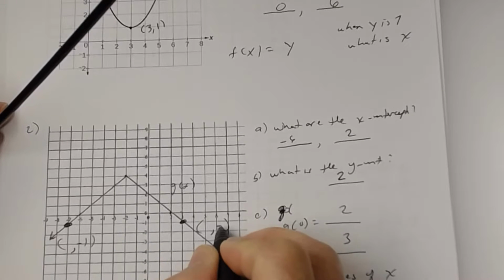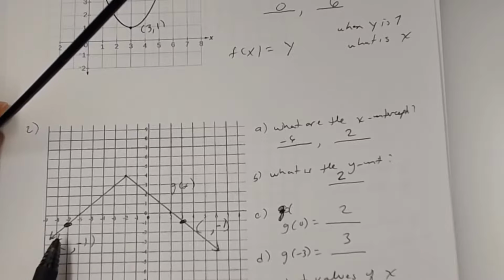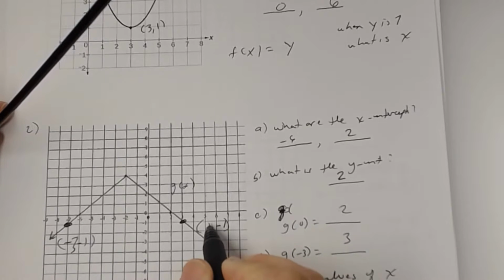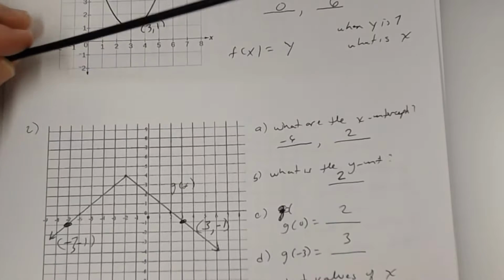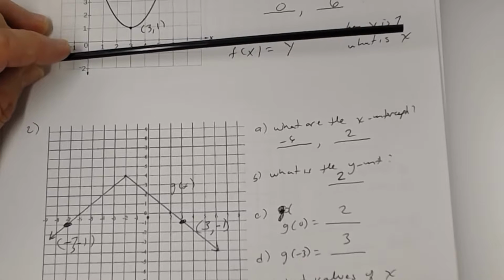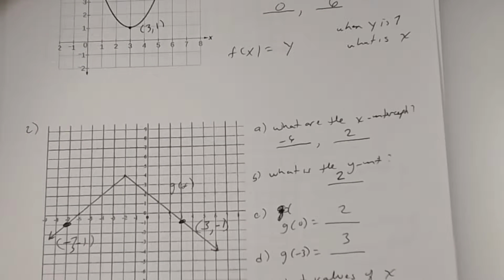Yes or no? Question is, what are those x values? What's this x value right here? -7, and this is 3. So what are the answers? -7 and 3. Okay?